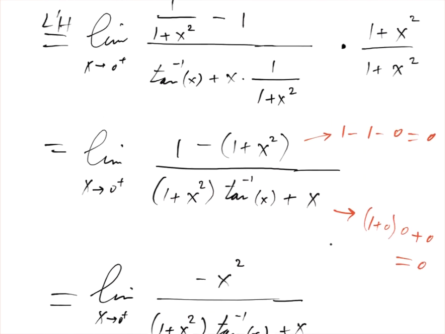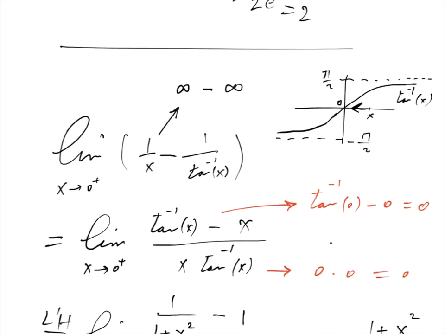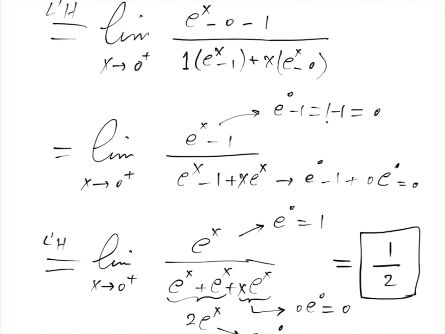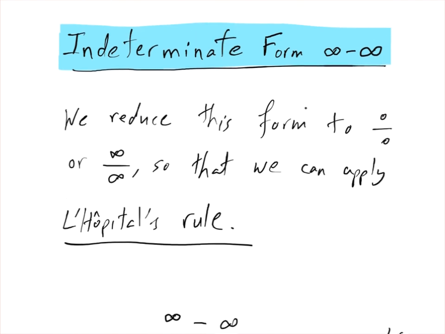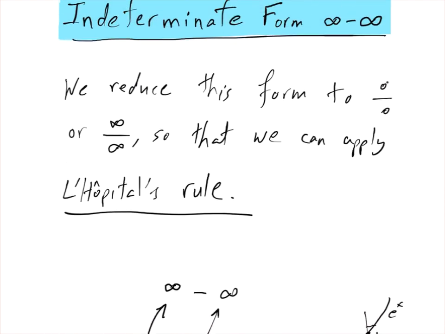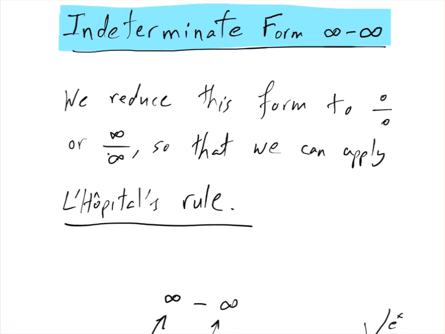So now we had two examples of the indeterminate form, infinity minus infinity. So it just means do a little bit of algebra to turn it into a 0 over 0 form or infinity over infinity form, and then you can apply L'Hopital's rule directly. There will be other types of indeterminate forms that we consider in other videos in this lesson.